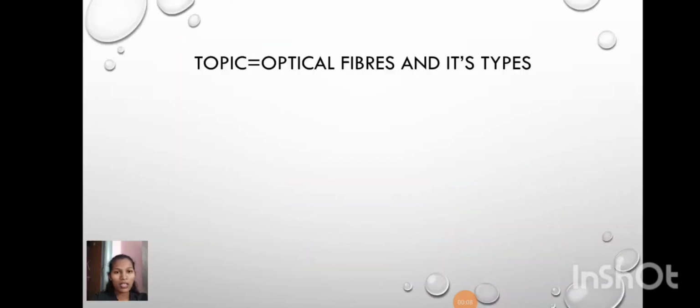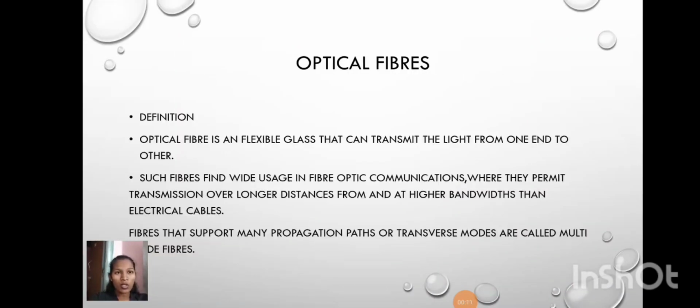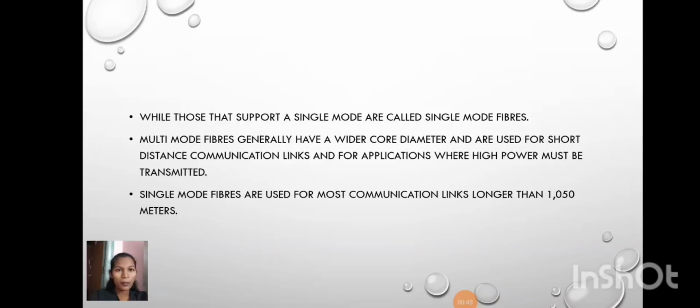Today my topic is optical fibers and its types. What are optical fibers? Optical fiber is a flexible glass that can transmit light from one end to the other. Such fibers find wide usage in fiber optic communications, where they permit transmission over longer distances and at higher bandwidths than electrical cables. Fibers that support many propagation paths or transverse modes are called multimode fibers, while those that support a single mode are called single mode fibers.